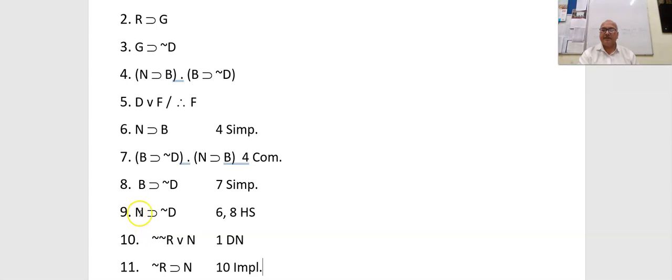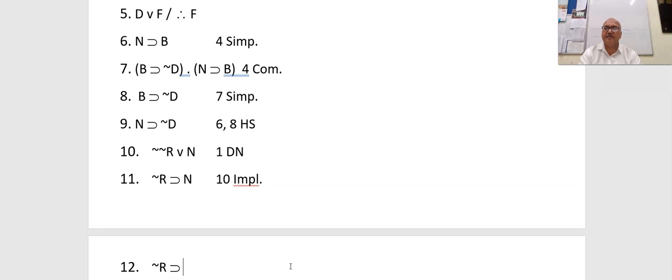Now we have N implies negation D. We have negation R implies N. What we can write here? Quite conveniently, we can write negation R implies negation D. How we can write like that? On the basis of line 9 and line 11. Negation R implies N. N implies negation D. Therefore, we can write negation R implies negation D. What is the rule? 11 and 9 hypothetical syllogism. So we got negation R implies negation D.